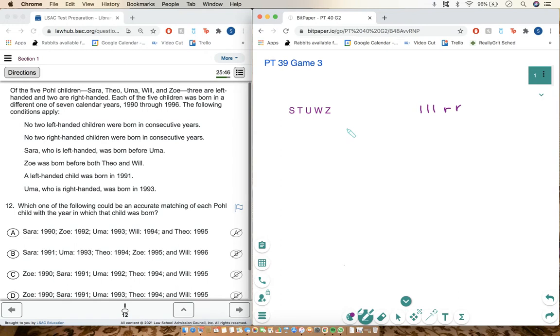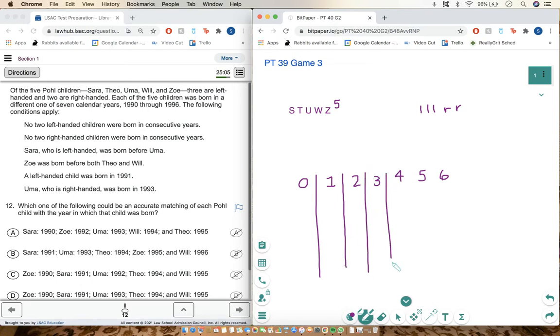We also know that each of the 5 children was born in a different one of these 7 years, 1990 through 96. I'm going to write 1990 as just 0 to keep it simpler, and 1991 as 1, and so on. So then we have 1992, 1993, 1994, 1995, and 1996. We actually have more spaces than we do variables, right? We only have 5 children, but we have 7 spaces. So not all of these spaces are going to be used. We have to have 2 that are left empty.